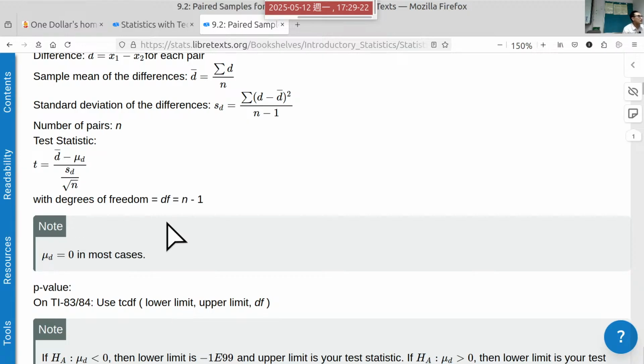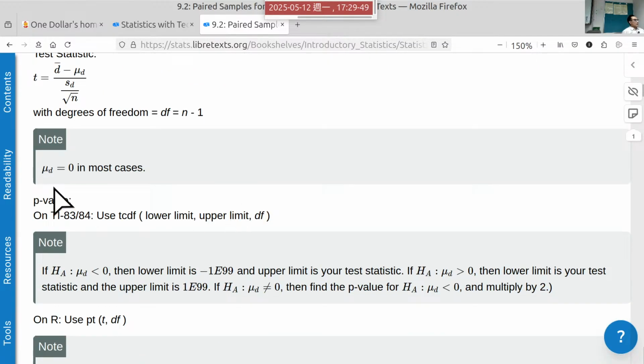Next, number of pairs n. And the t-test score, t equals d bar minus mu d over sd over the square root of n, where the degrees of freedom, df, is n minus 1. And here, mu d is 0 in most cases.